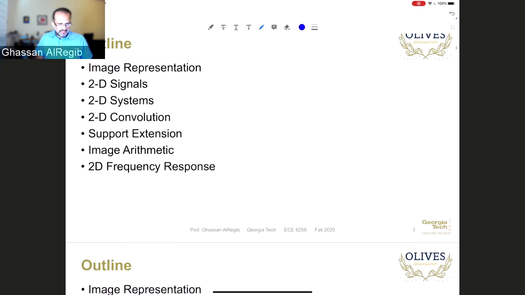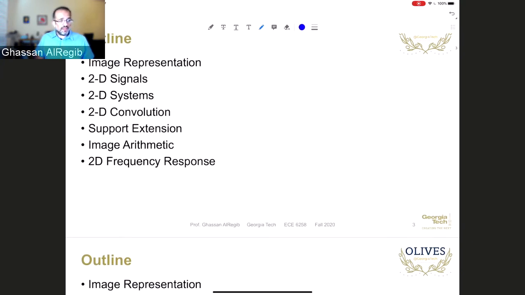So this is the outline of the lecture between today and next lecture. The image representation, signals, systems, and convolution. Hopefully we can finish those in the next 1 hour. And then next Tuesday, we can talk about support extension, arithmetics, and two-dimensional frequency response for Fourier transform. And then we can start with sampling after that.